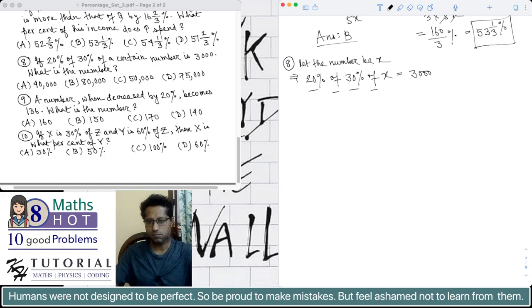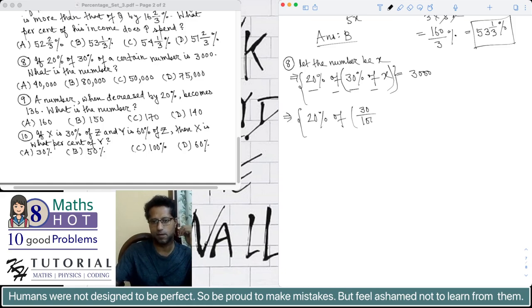You must know that whenever you have this kind of multiple percentages and of operators, one after the other, you have to always evaluate from right to left. That is, you have to first evaluate 30% of x, whatever that value is, and then you will evaluate 20% of this. So we can say that 20% of, now what is 30% of x? It is 30 by 100 multiplied by x, is equal to 3000. Now we have to apply the 20% of operator.